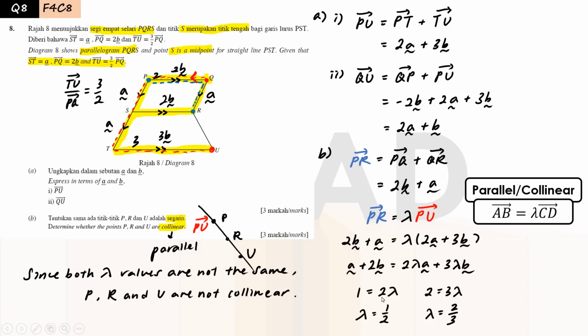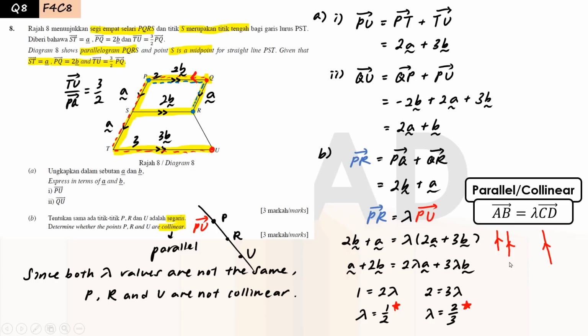If we substitute these 2 values back into this equation, let's say CD is this vector, and if we multiply by 1 over 2, the vector AB will be half of vector CD, so it will be something like this. And if we substitute the value 2 over 3 into lambda, the vector AB would be something like this. So one is shorter and one is longer. Which is the true vector AB? This one or this one?